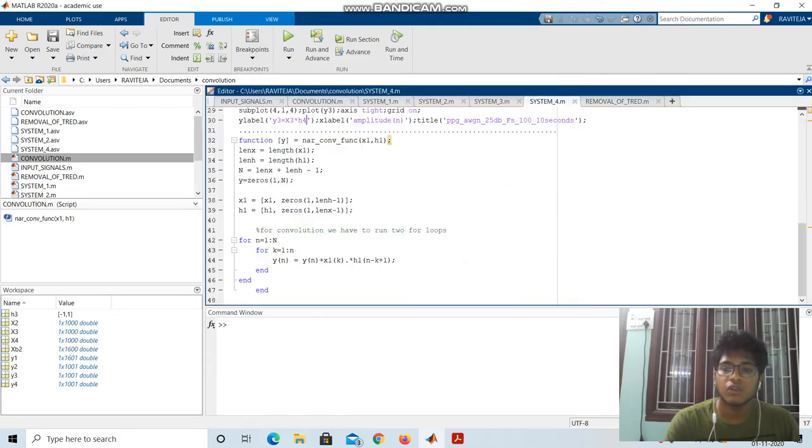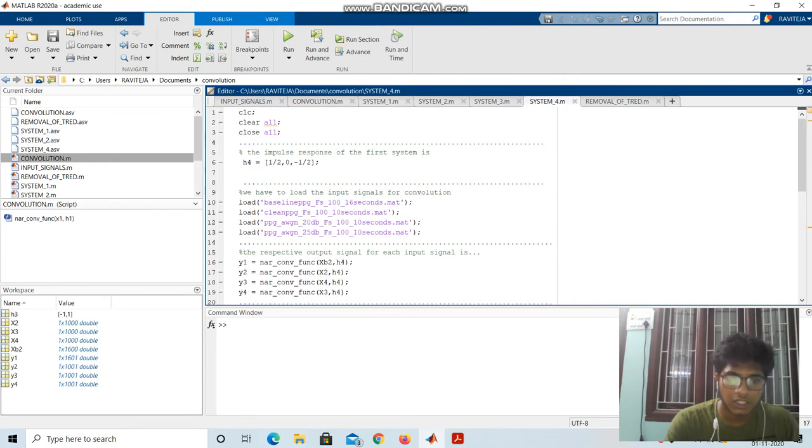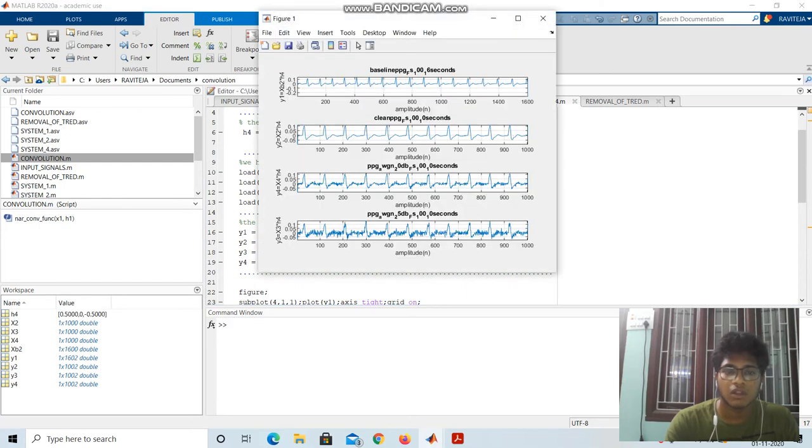For system 4, in a similar way, the impulse response is 1 by 2, 0 and -1 by 2. In a similar manner to all the systems, we have loaded the input signals and we have called the convolution function so that the output signal can be determined. Here on the program, you can see the output of each of the 4 input signals.